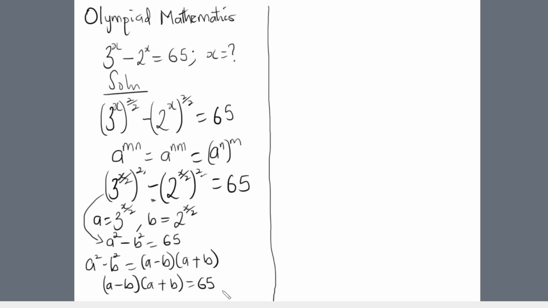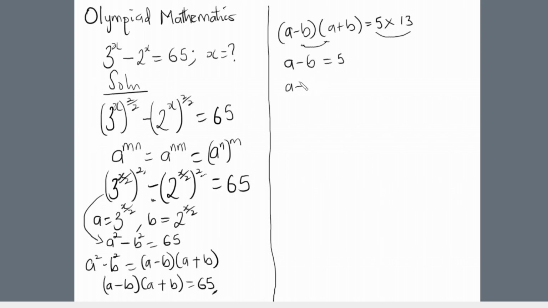Now, I want to bring my focus to 65. 65 is the same thing as 5 times 13. And if that is the case, I can write it as a minus b multiplying a plus b equals 5 times 13. You will discover that we are multiplying on the left-hand side and also multiplying on the right-hand side. It means that I can say a minus b is one of the numbers on the right, and a plus b is the other number on the right. A minus b, because of the subtraction, is going to be the lower number, while a plus b is the higher number. That means I can say a minus b equals 5, and a plus b equals 13.